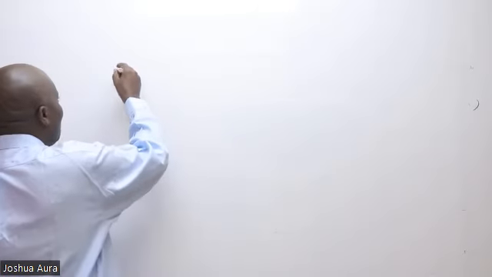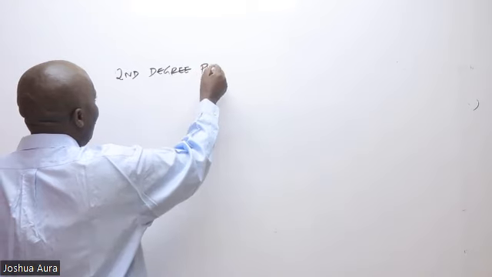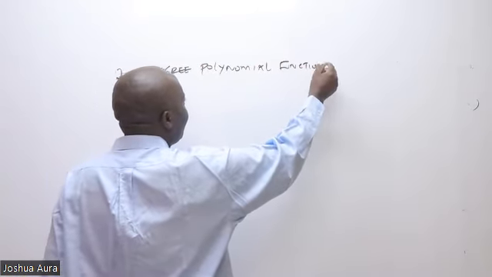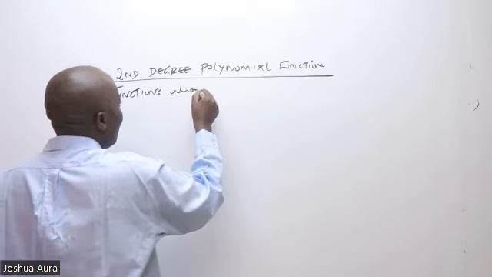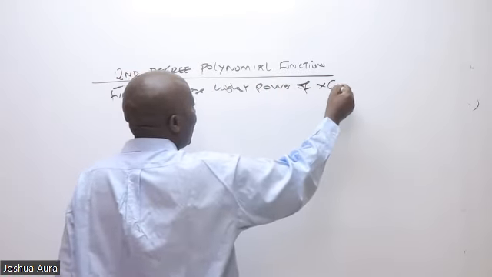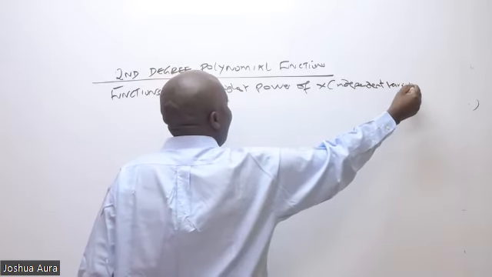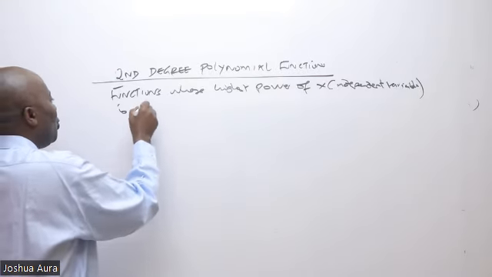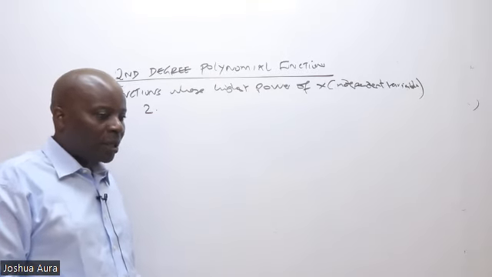Second degree. So we have what we call second degree polynomial functions. Functions whose highest power of x, what I call the independent variable, is 2.